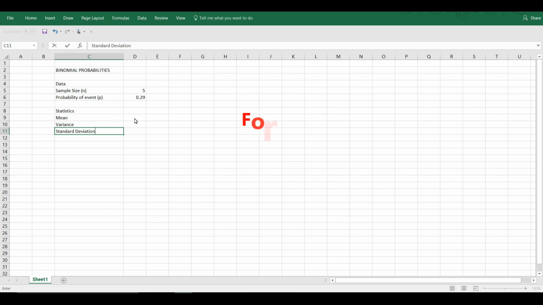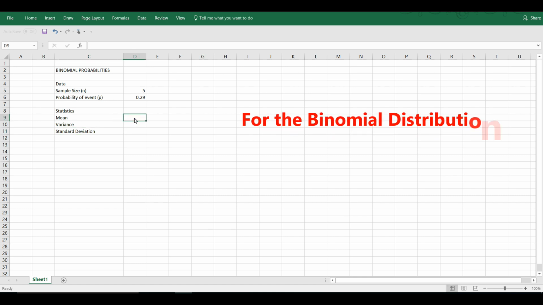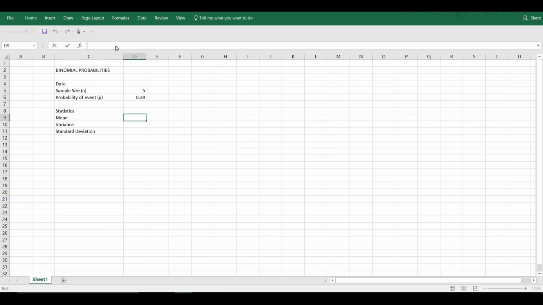Now the formula for the mean for the binomial distribution is simply n times p. So n times p would be 5 times 0.29, but instead of typing in 5 times 0.29, I'm going to type in the cell reference. So I'm going to say equal to D5 times D6, and that is 1.45. That is the mean.